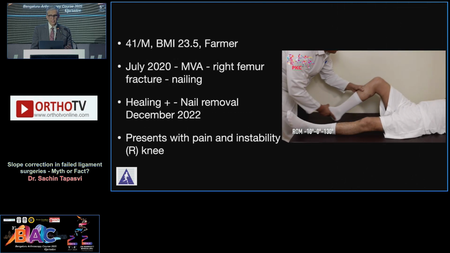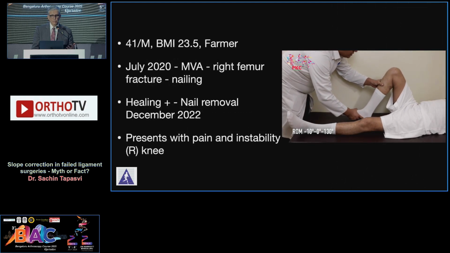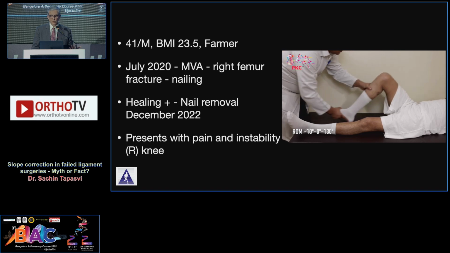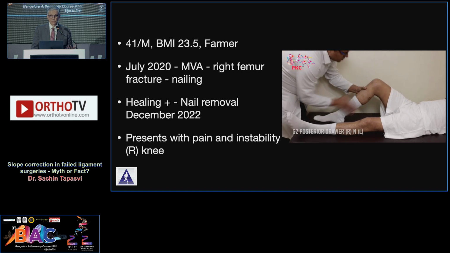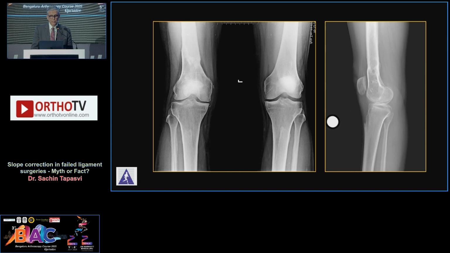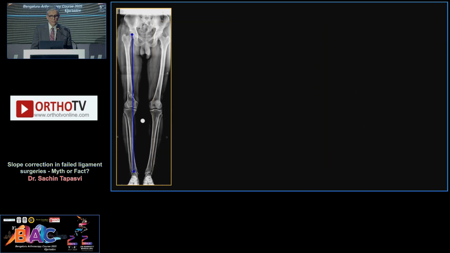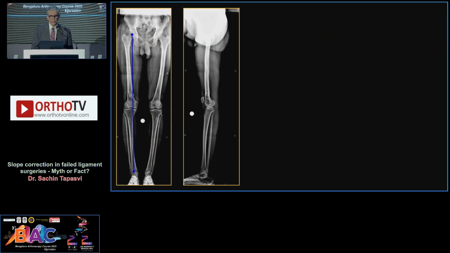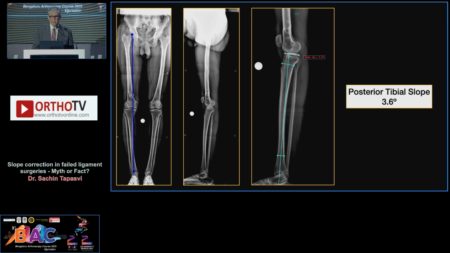What about on the other side? So he's a 41-year-old male who's had a road traffic accident about 5 years ago. The femur was fixed, the nail was removed, but his PCL laxity was not tackled. And that's his problem today. Long leg X-rays, I think in the coronal plane, a bit of varus, that's fine. But look what's happening in the sagittal plane. He has a slope of only 3.6 degrees.